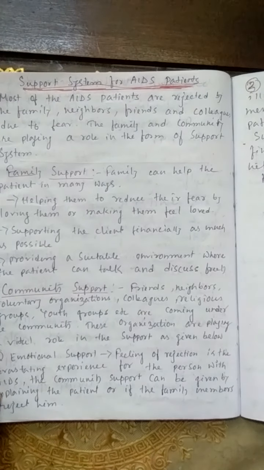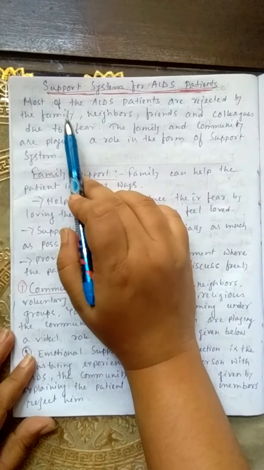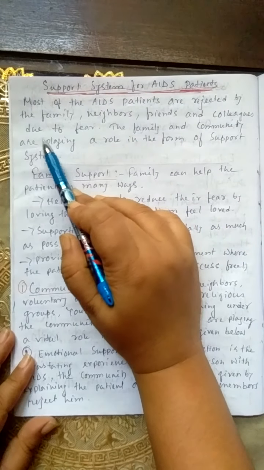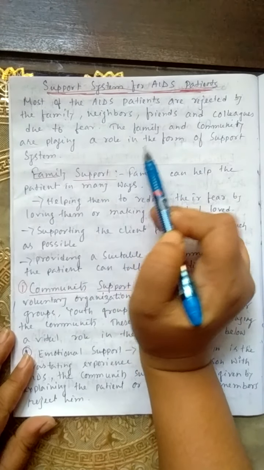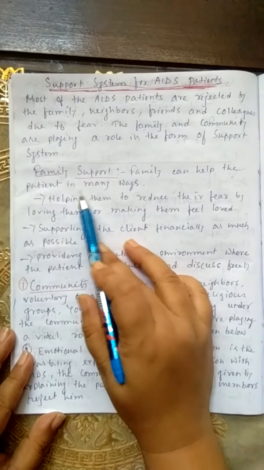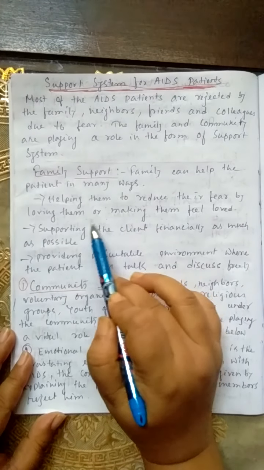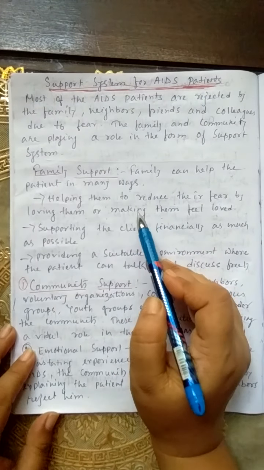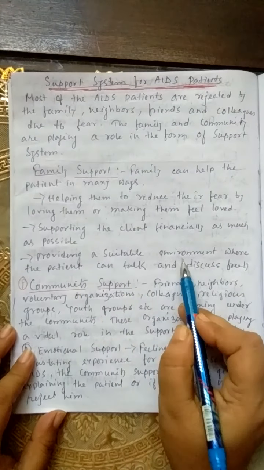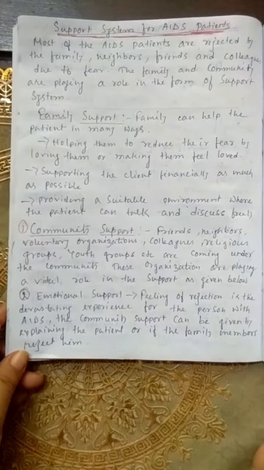Support system for AIDS patients. Most AIDS patients are rejected by family, neighbors, friends, and colleagues due to fear. This is a true fact. The family and community play a role as a support system. Family support: the family can help the patient in many ways, helping them reduce their fear by loving them or making them feel loved. This is the main duty of the family for an AIDS patient. Supporting the client financially as much as possible. Providing a suitable environment where the patient can talk and discuss freely.